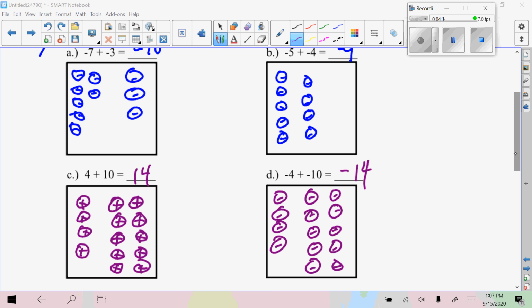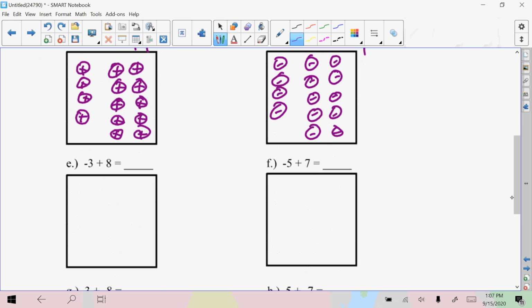All right, here's what I got. All right, now on this one we have some positives and negatives, so we're going to have to do it a little bit differently. But let's go ahead and draw what we have here. We got 3 negatives, and then we have 8 positives. So these are all positives. Now, if you just want to put the negatives in the negative circles, that's fine with me. But these would all be pluses.